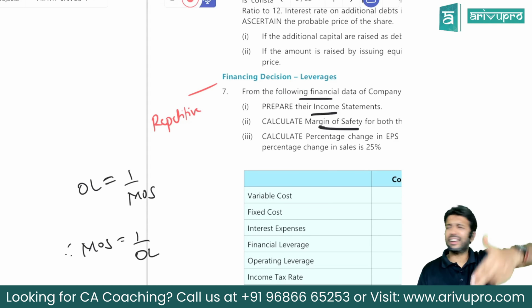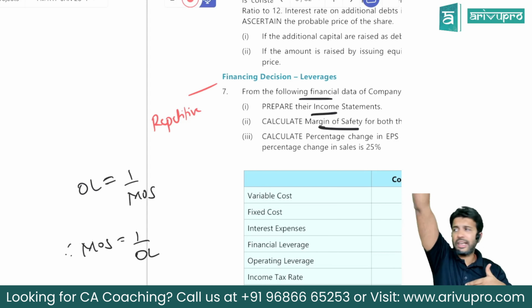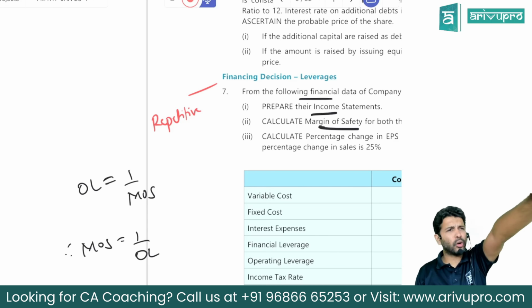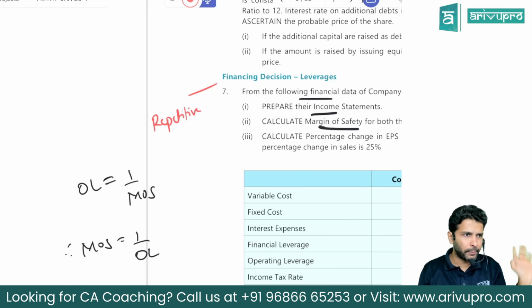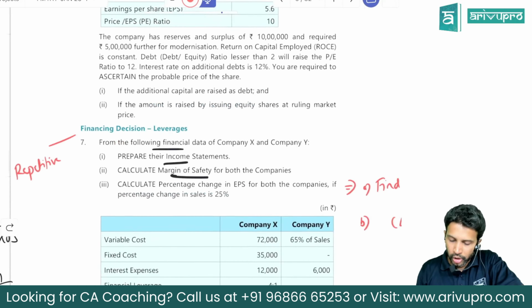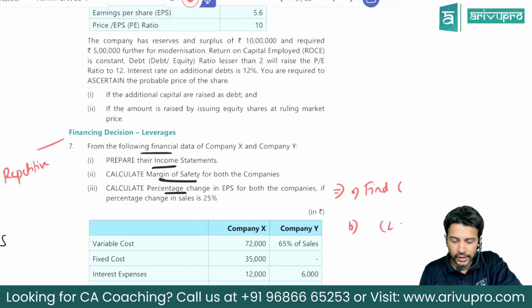Because if you're preparing the income statement, you have everything from sales down to the bottom. You have calculated everything. So easily you can calculate OL, FL, CL or whatever need be. If you do 1 divided by OL, you will get margin of safety. Any problem there? No, sir. Comfortable? 100%?